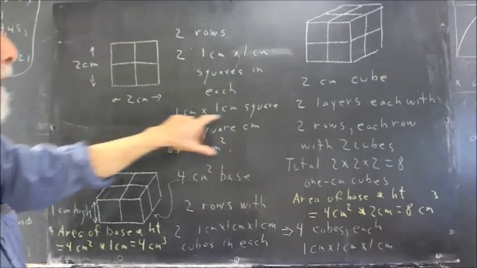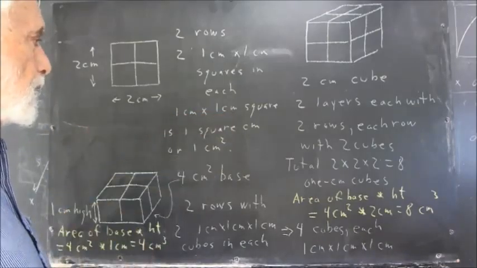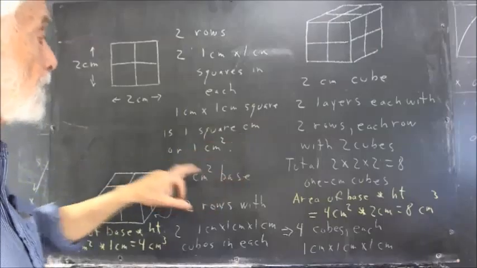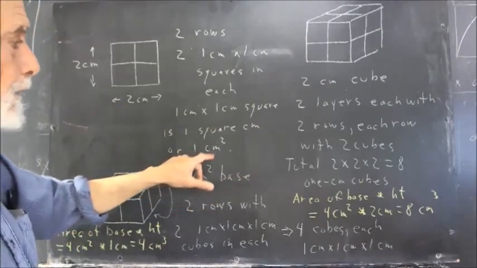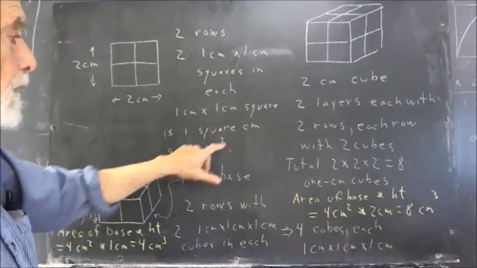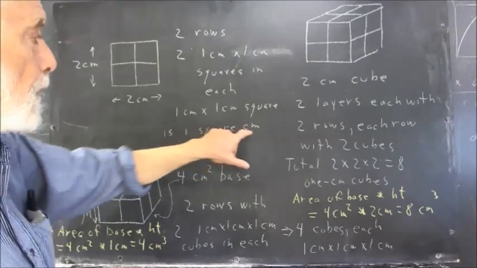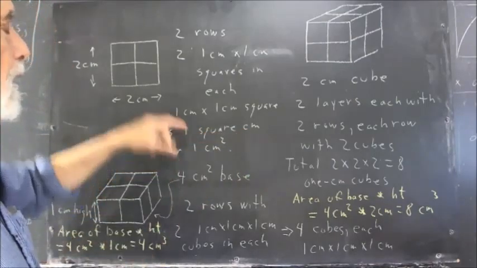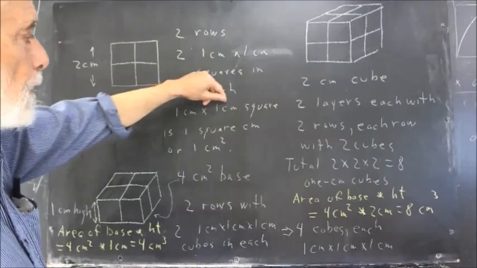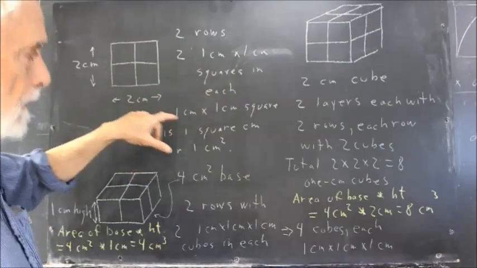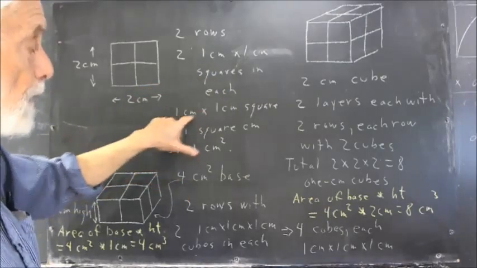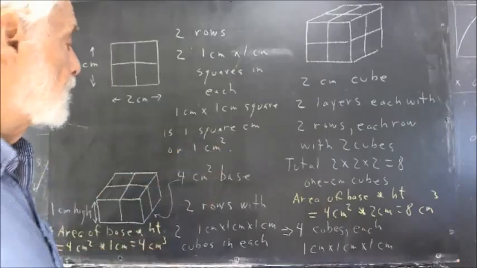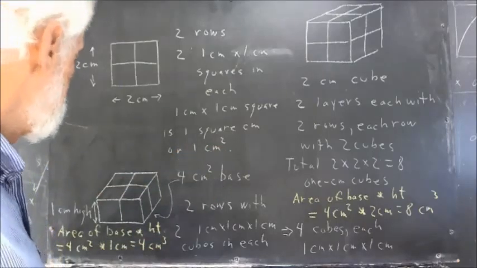Now, we say that the area of a 1 centimeter by 1 centimeter square is 1 square centimeter, and we can write that as 1 centimeter squared. So a centimeter squared is the same as a square centimeter, and it's what we get if we multiply 1 centimeter by 1 centimeter, because 1 times 1 is 1, centimeter times centimeter gives us centimeter squared.